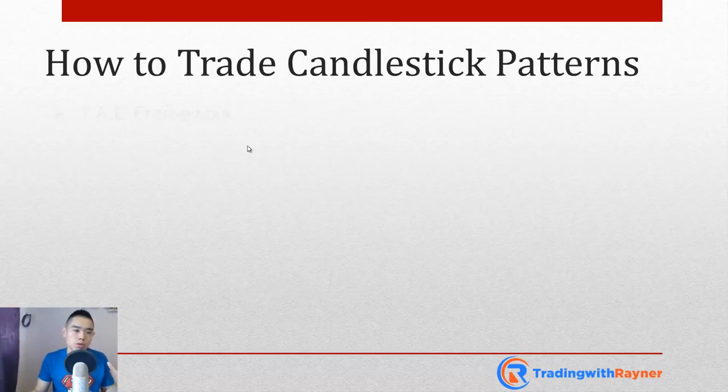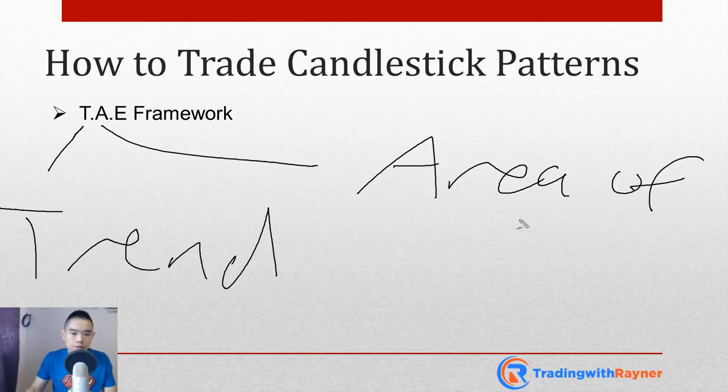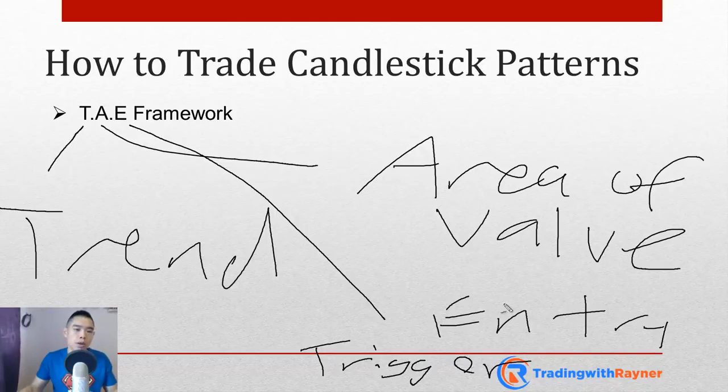I would like to introduce to you something I call the TAE framework. TAE stands for trend, A is area of value, and E stands for entry trigger. So when you want to trade candlestick patterns, remember these three things: the trend, the area of value, and the entry trigger.